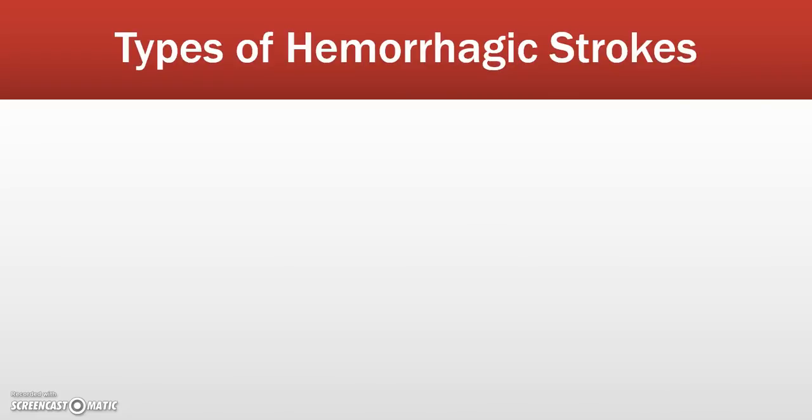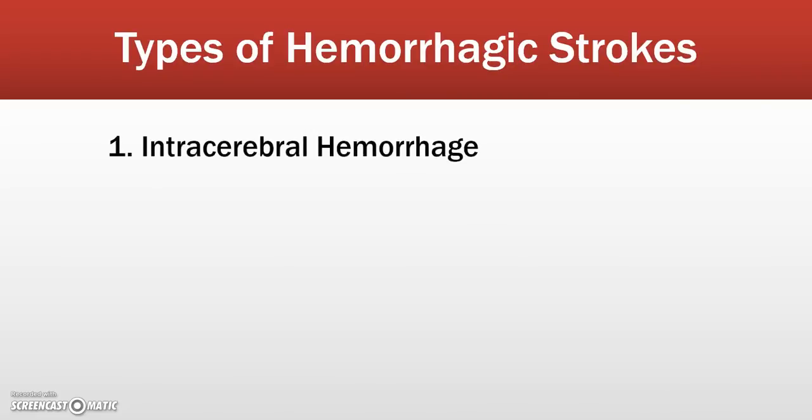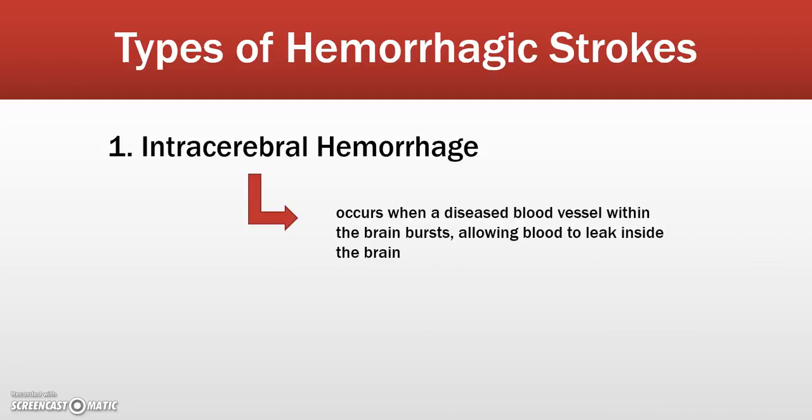There are two types of hemorrhagic stroke. The first is an intracerebral hemorrhage. This occurs when a diseased blood vessel within the brain bursts, allowing blood to leak inside the brain. Uncontrollable hypertension or use of blood thinners can cause this to happen.